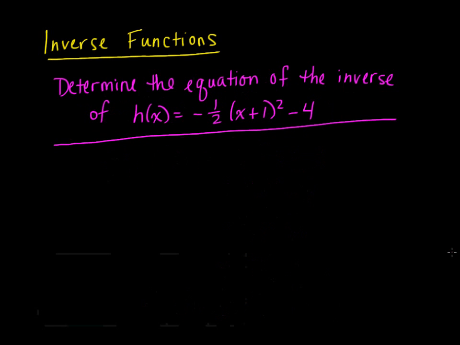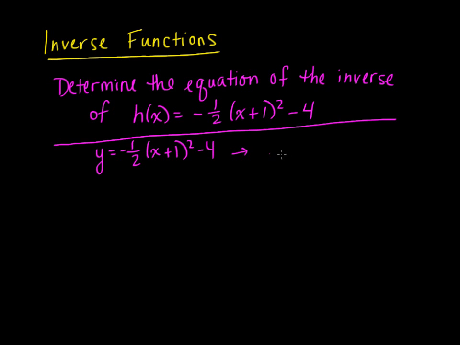Okay, let's move this up a notch. And now we want to find the equation of an inverse of a quadratic function. Okay, so the calculations are a little bit trickier, but the same process is followed. So we're going to start by rewriting this function using the variable y. So y equals -1/2 (x plus 1) all squared minus 4.